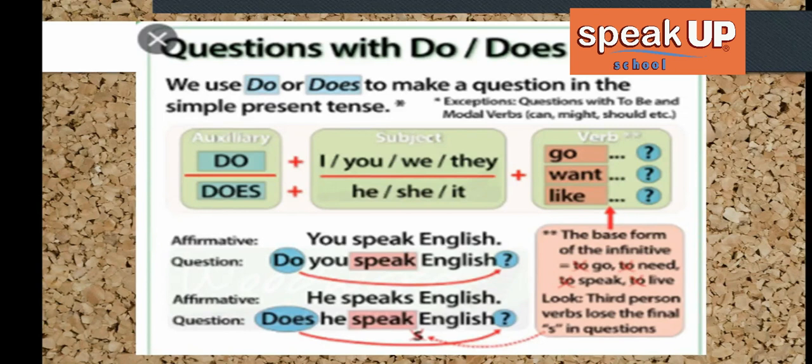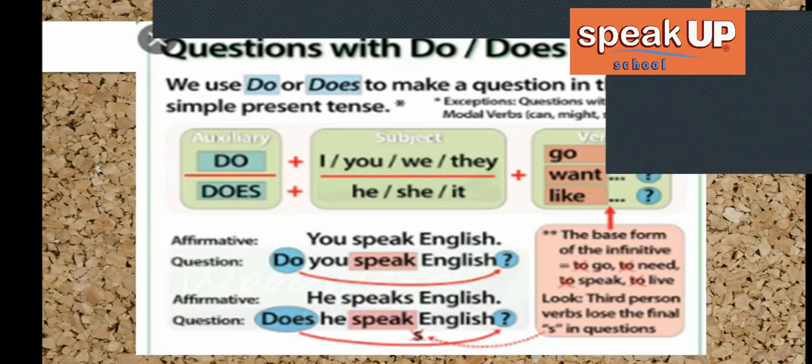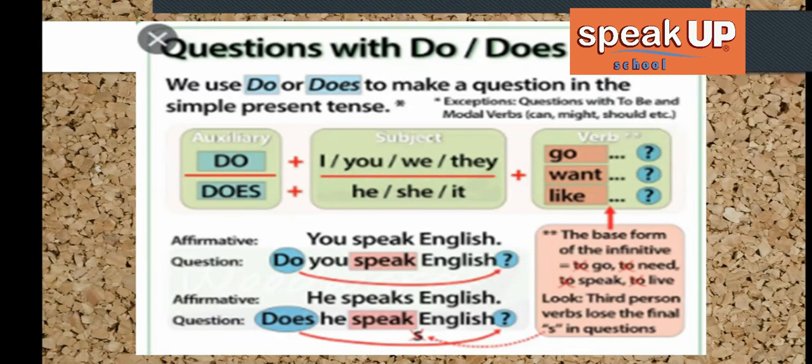So when you have an affirmative sentence, this is an example of the structure. You begin with the subject, continue with the verb, and a complement. When you have a question, you begin the question with the auxiliary, do or does. In this case, it's do because the subject is you. Okay, so do you, and then the verb speak English, and end with a question mark because it's a question, right?